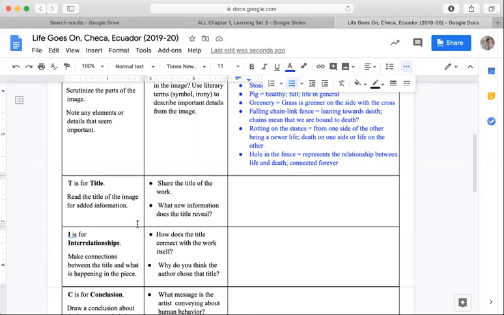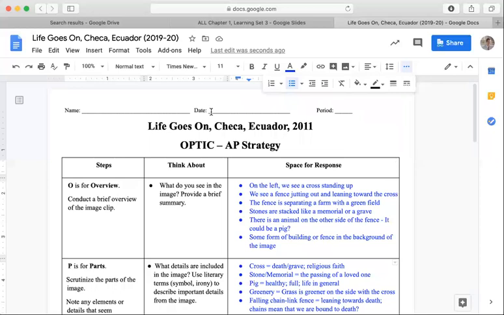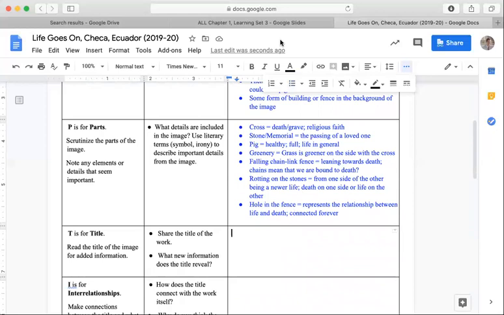So again, the title of this image is Life Goes On, Chaca, Ecuador, 2011. There isn't really any significant history that we need to know about, you know, that year or that location. So the title in this case gives us an insight that even something that passes away, other aspects of life can evolve. Keep going, right?